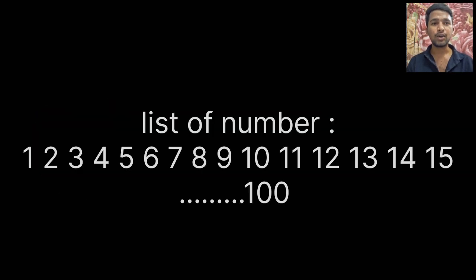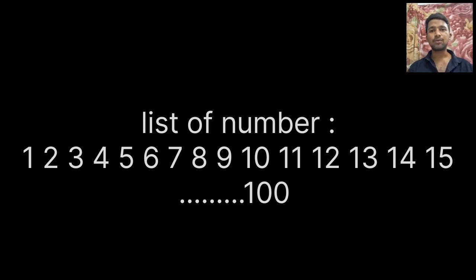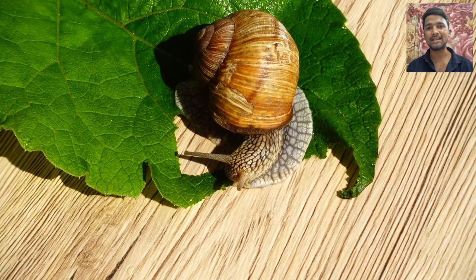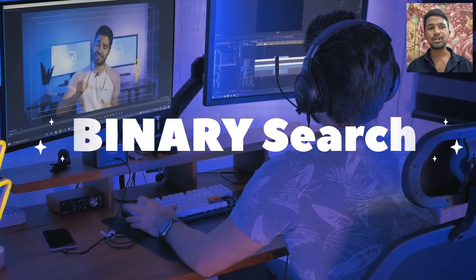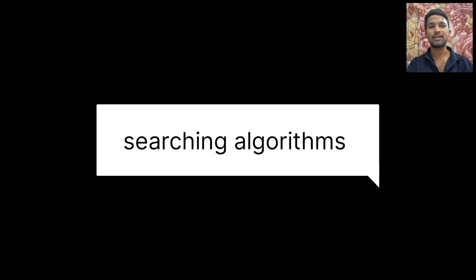So you've got a huge list of numbers and you need to find one specific number. Do you start from the beginning and go one by one? No, right? That's what we call a linear search. It's slow like a snail on a lazy day. Instead, we have binary search, a faster, smarter way to find what you're looking for. But first, let's understand the basic idea of searching algorithms.